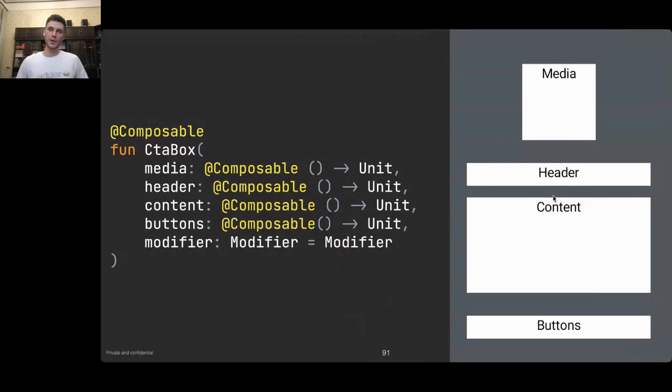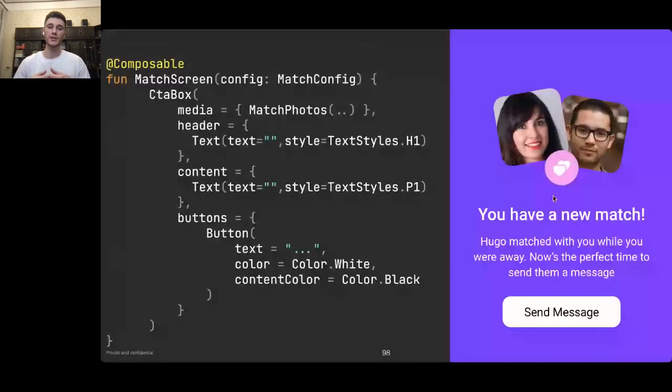So we have implemented all the components. So let's take a look at how we're going to actually implement a screen, the match screen, with them. We have a CTA box which draws the match photos as the media. The header is going to be a text with textstyle.h1. The content is going to be paragraph 1 text. And on the bottom, we have a button where we configure and redefine the default values for it. And we use white color, and the text is going to be black.